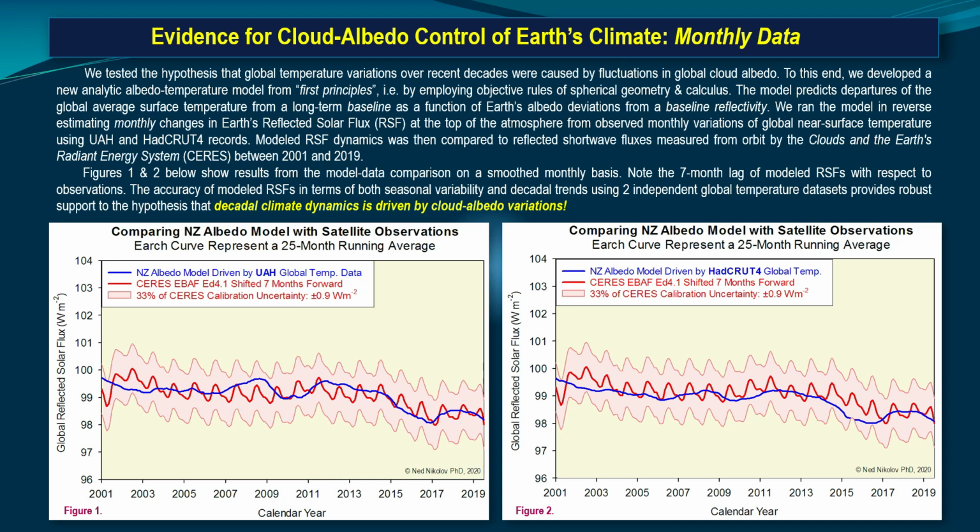Our analysis revealed that the best model data match is achieved when the smoothed CERES time series is shifted 7 months forwards. This implies that the global surface temperature responds to changes in cloud albedo with a lag of 7 months. The presence of such a lag further strengthens the conclusion that observed interannual variations in decadal trends of global surface temperature are controlled by changes in Earth's cloud albedo rather than human carbon emissions.